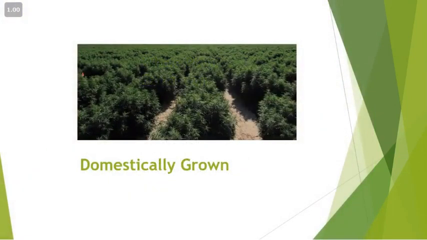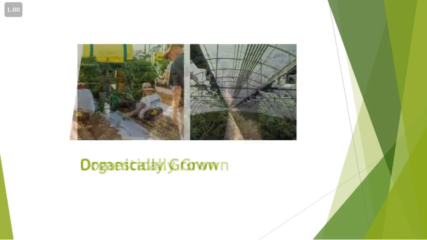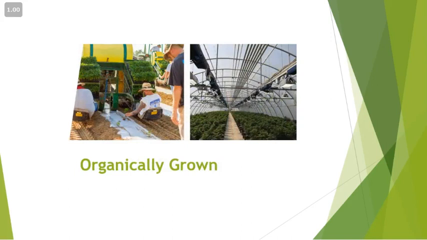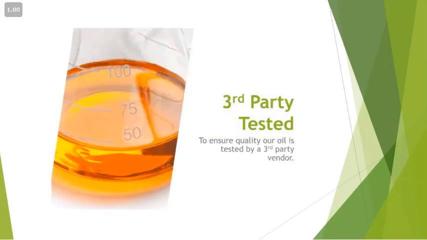Our cannabis is grown right here in the United States in compliance with the 2014 Farm Bill. Growers work in conjunction with the Department of Agriculture and institute superior growing practices. Our products are also organically grown and toxic-free. And all of our oil is third-party tested multiple times to ensure potency and quality.